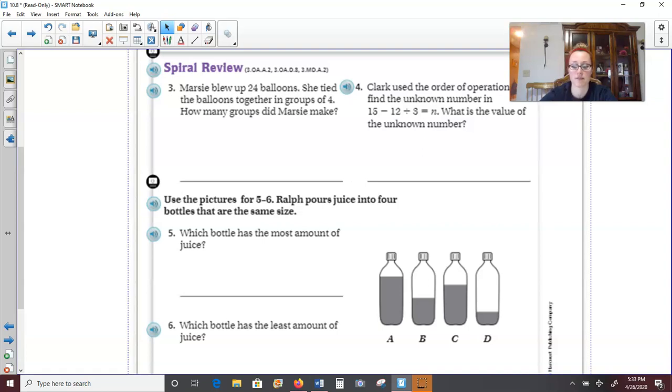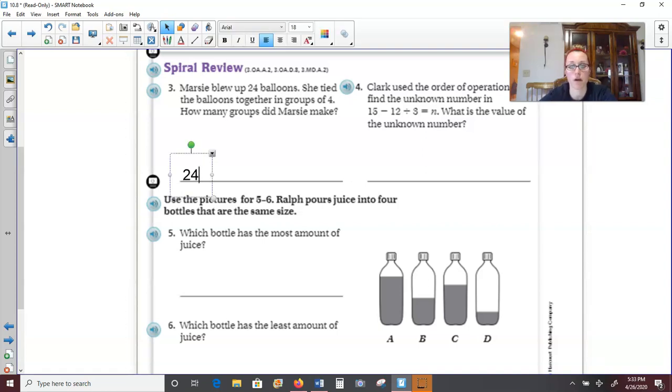Okay, so this is a division problem. She had 24 balloons and she divided them into groups of 4. She put 4 balloons together in a group and then 4 more in a group. And so how many groups can she make out of 24 balloons? Well, 24 divided by 4 equals 6. So she has 6 groups of balloons.